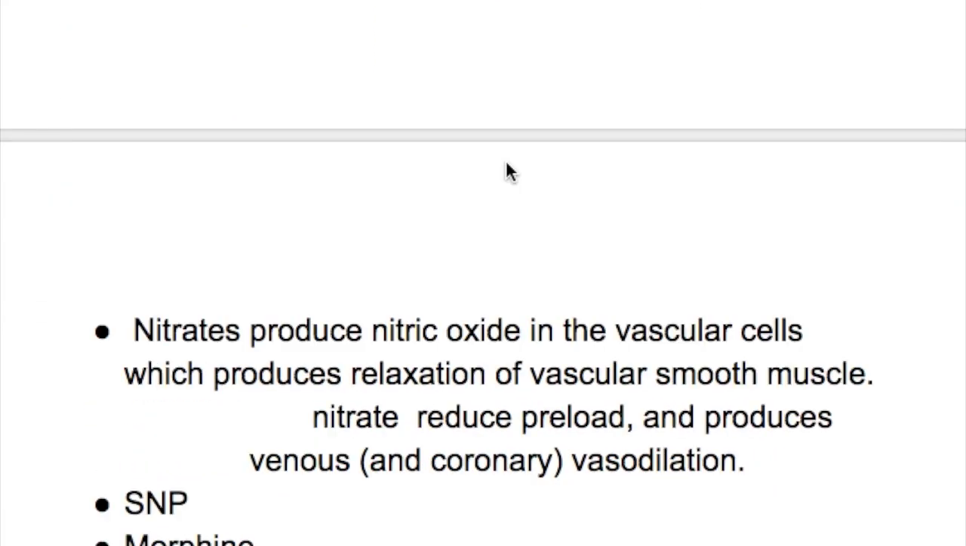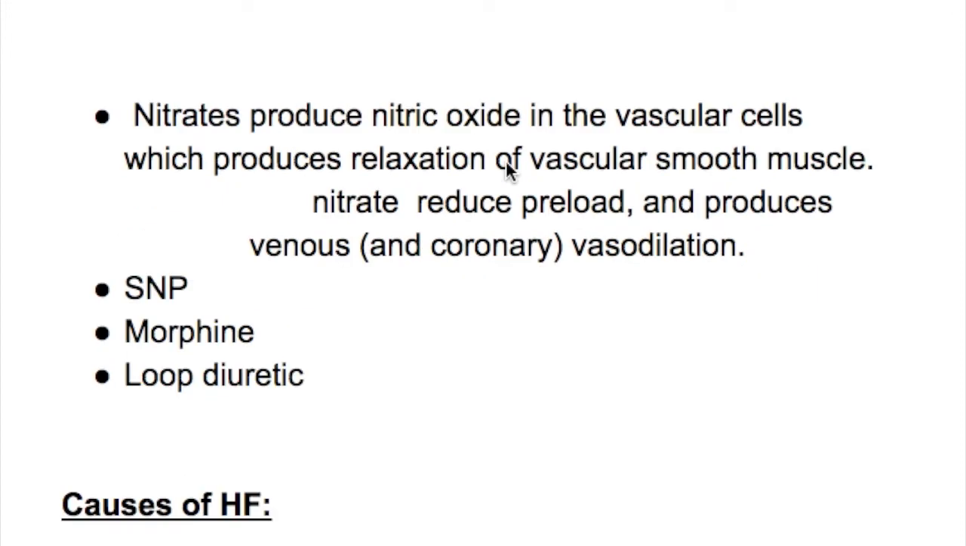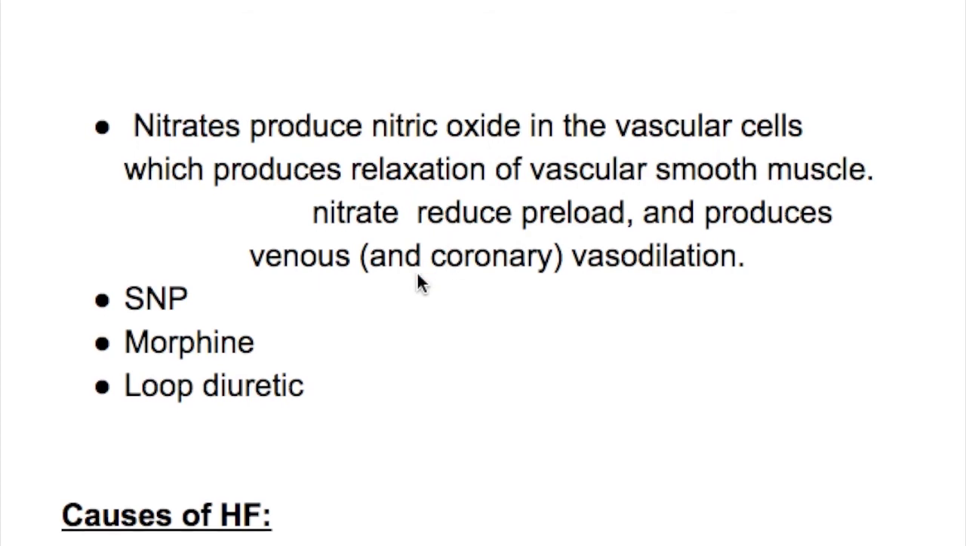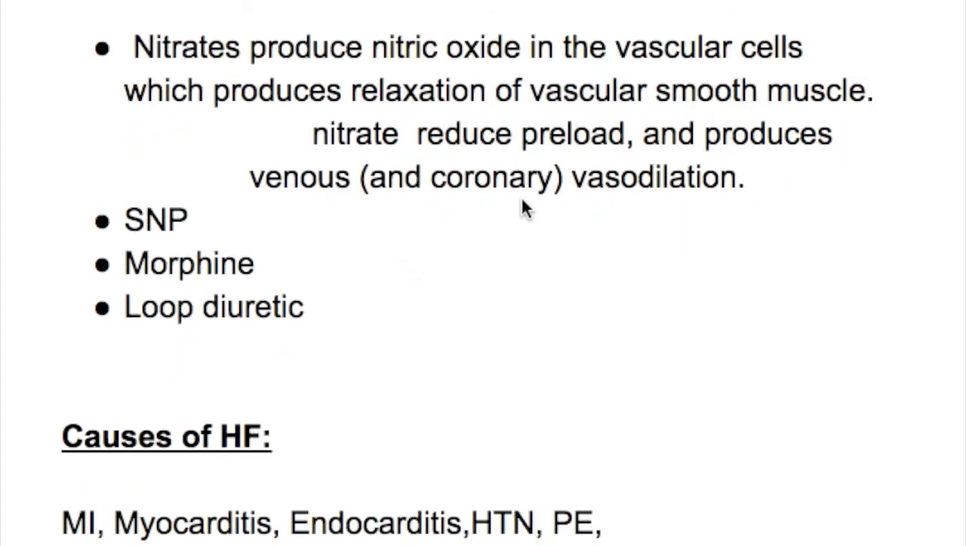The venodilators. Nitrates are the main venodilators. They produce nitric oxide in the vascular cells, and that produces relaxation of vascular smooth muscles. So what will they do? They decrease preload because they dilate the veins, but they also cause coronary dilatation, coronary arterial dilatation also.